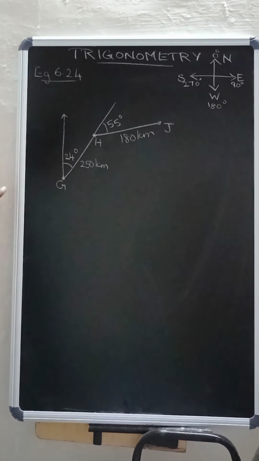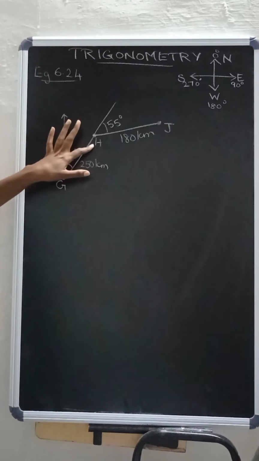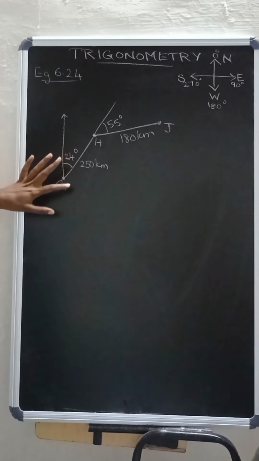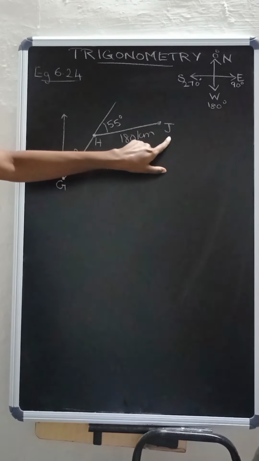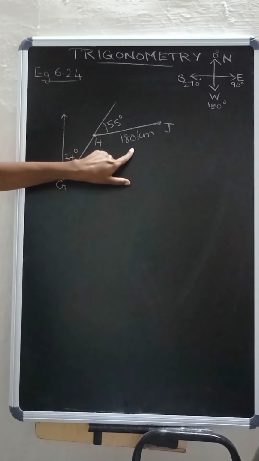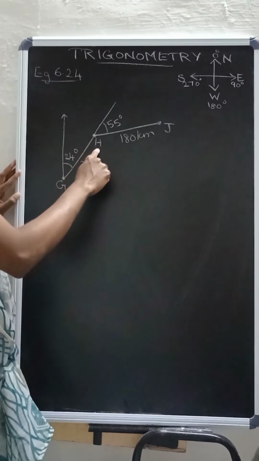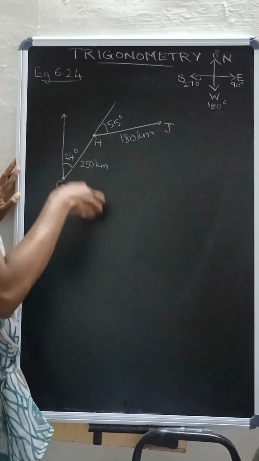Understood? Now I will read the question one more time. An aeroplane sets off from G on a bearing of 24 degrees towards H, a point 250 kilometers away. At H, it changes course and heads towards J on a bearing of 55 degrees and a distance of 180 kilometers away. Now, how far is H to the north of G? North, so this distance is the north distance.